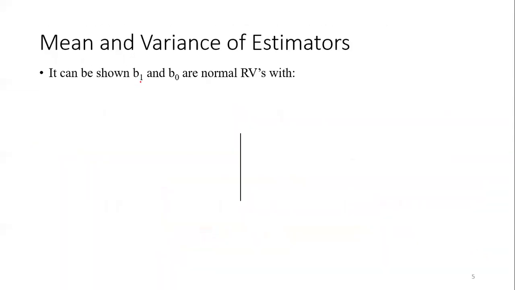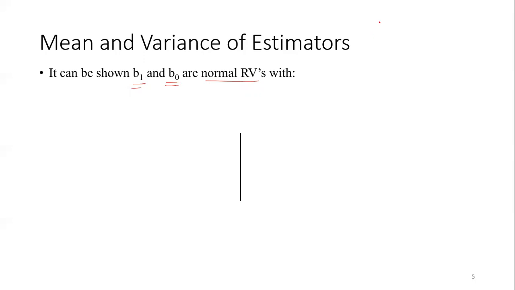Well, it turns out that we can show b1 and b0 are normal random variables. How? Under the assumption that epsilons are normal and there's a relationship between y and x, and so on and so forth. So under the assumptions, we can say that b0 and b1 are normal random variables. So what does this mean?